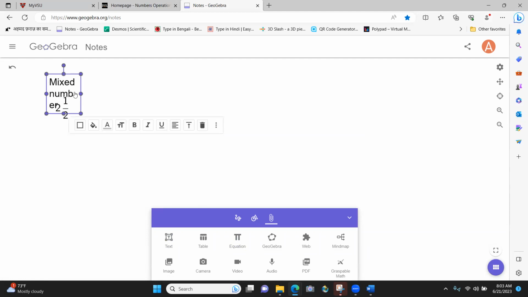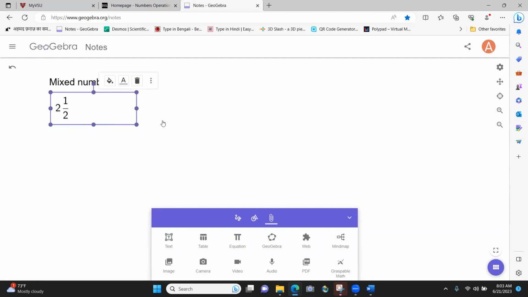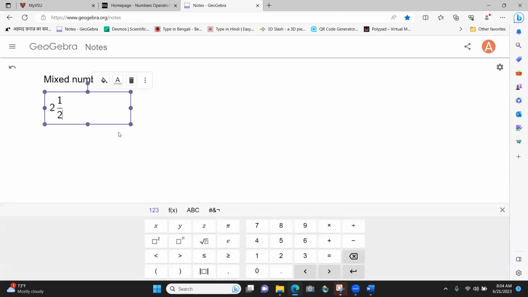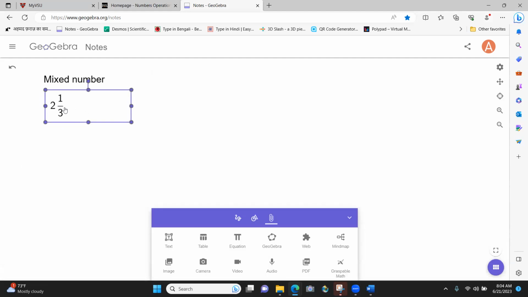Okay. Now, what we're going to do, we're going to learn improper fractions. Improper fractions are generally more than one. They can be one or equal to more than one. When you have an improper fraction, how do you convert it to a mixed number? When you have a mixed number, how do you convert it to an improper fraction? Let's do that first. This is my example, 2 1/3.